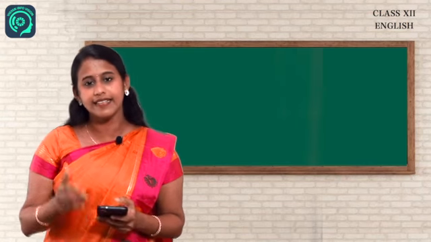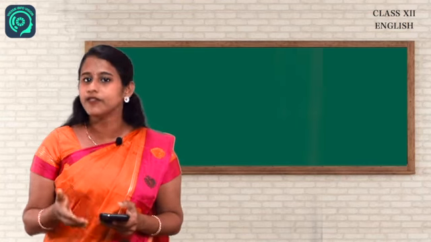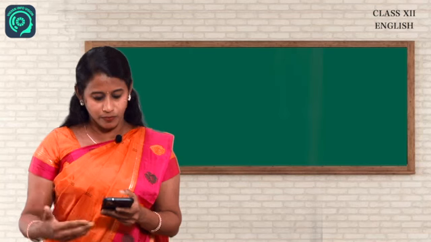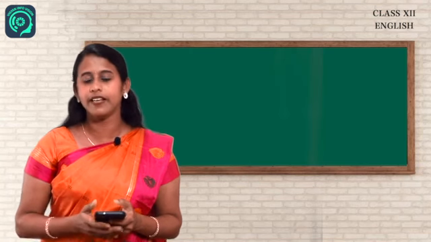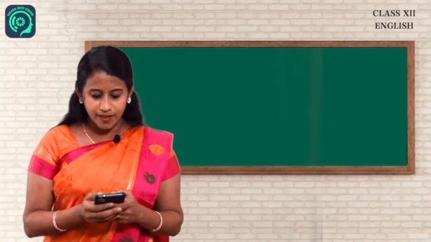So you can see the entire poem has been divided into 4 stanzas. We will go stanza wise. So let's begin with the first stanza.